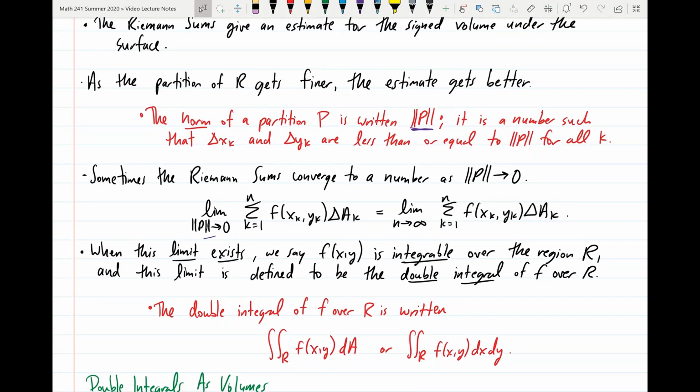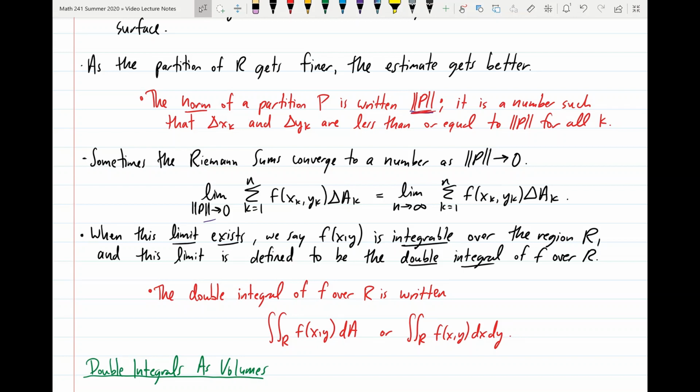And before we move on, I should give a little bit of a definition here. So the norm of a partition of our region R, so let's say we have a partition P, then the norm of that partition P is going to be given by this expression here, which I have underlined in purple and now red. And it is a number such that the height and width of all of the rectangles inside of the partition are less than or equal to this norm.